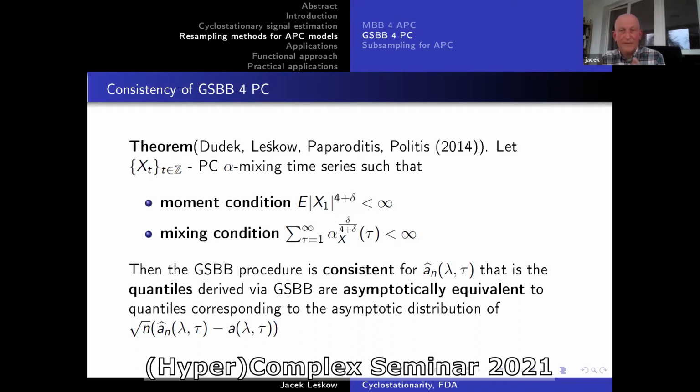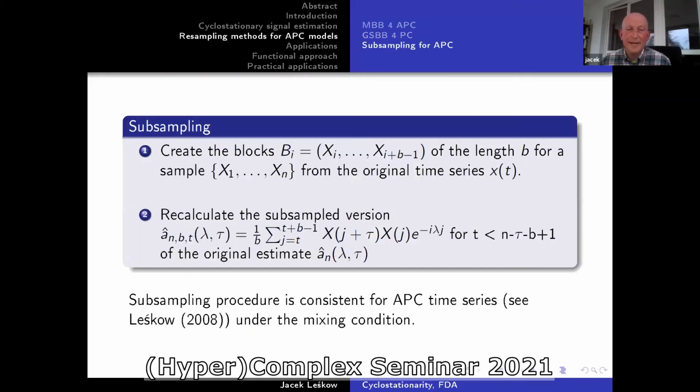And the advantage of GSBB or MBB is that you can actually calculate those confidence intervals. How do you do it? You replicate, let's say, 1,000 times your procedure, then you order your data and you can get quantiles. That's how you build up your confidence intervals, okay?